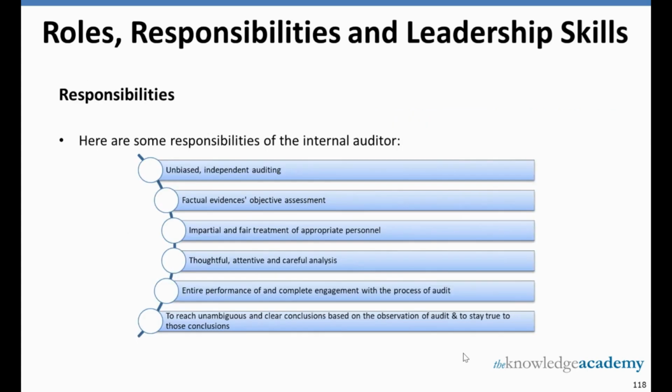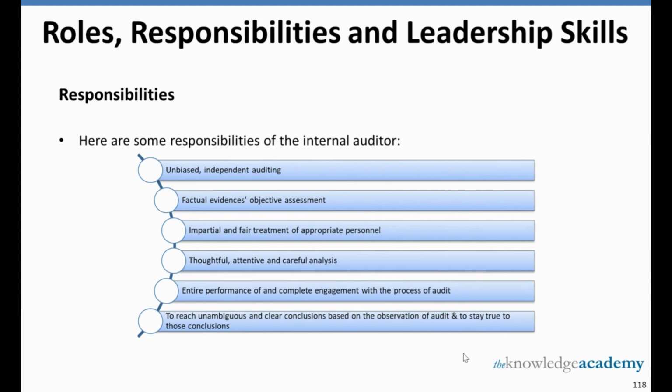Then these are the responsibilities an internal auditor should have. He should be unbiased, and he should have an independent auditing system. Then his judgments, or his decisions, should be based on factual evidence. So factual evidence and objective assessment is required over here. Then his decisions should be impartial, with fair treatment of appropriate personnel.